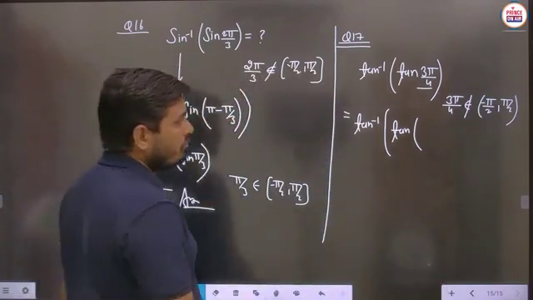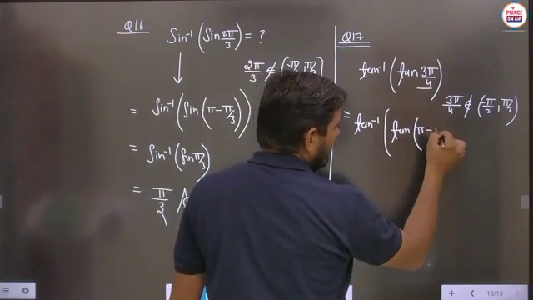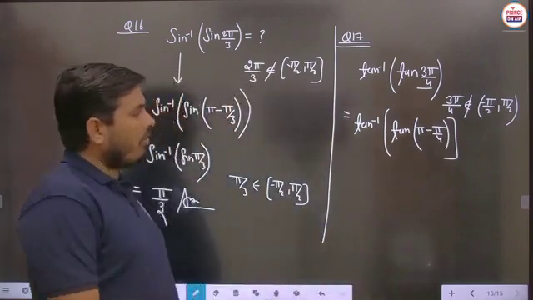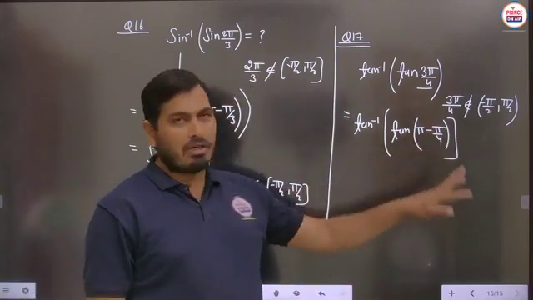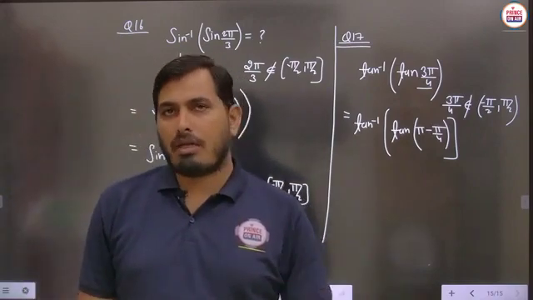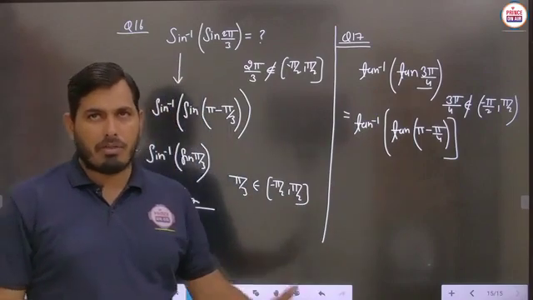So we have to just use some transformation. 3 pi by 4 can be written as pi minus pi by 4. Now tan of pi minus theta: as per the transformation formula of trigonometry, tan(pi minus theta) is minus tan theta, because in the second quadrant tan theta will be negative.